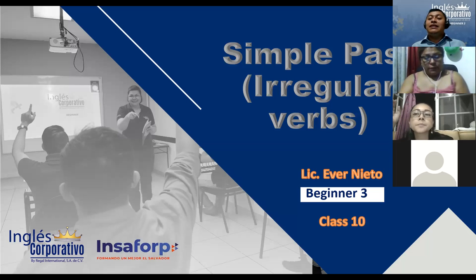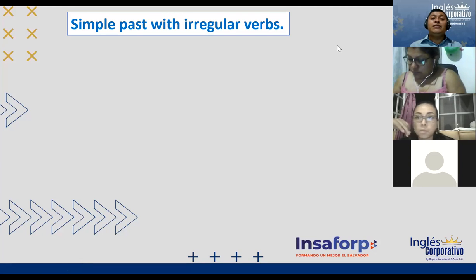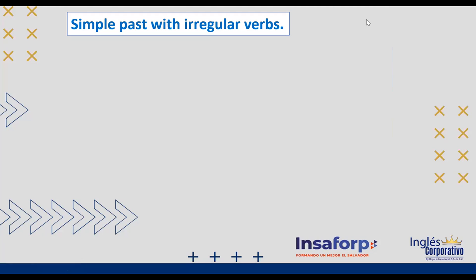Here we go. Simple past, irregular verbs. So this is your class 10, as I said before. Welcome, everybody is welcome to this class. And we are going to learn simple past with irregular verbs. Ayer aprendimos la diferencia, ¿verdad? Entre los verbos regulares, regular verbs, versus irregular verbs. So the difference is the way in which those verbs make the simple past tense. Regular verbs follow some rules, right? And we studied five rules to make the simple past with regular verbs.